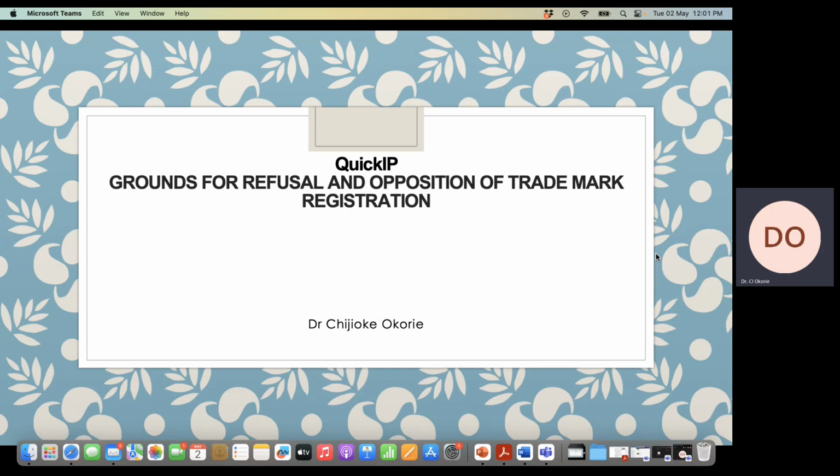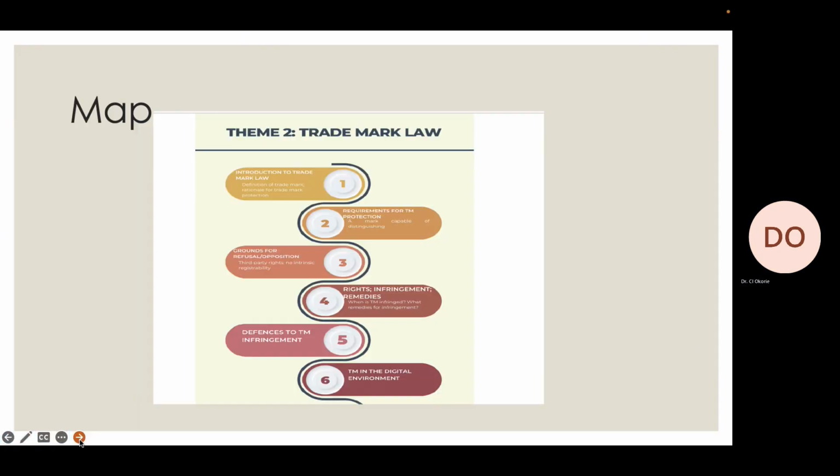Today we're dealing with grounds for refusal and opposition of trademark registration. This is step 3 on our map or timeline. We dealt previously with requirements for trademark protection, and you remember that we did say that you require registration of a trademark in order to enjoy the trademark rights and the protection that trademark law grants.